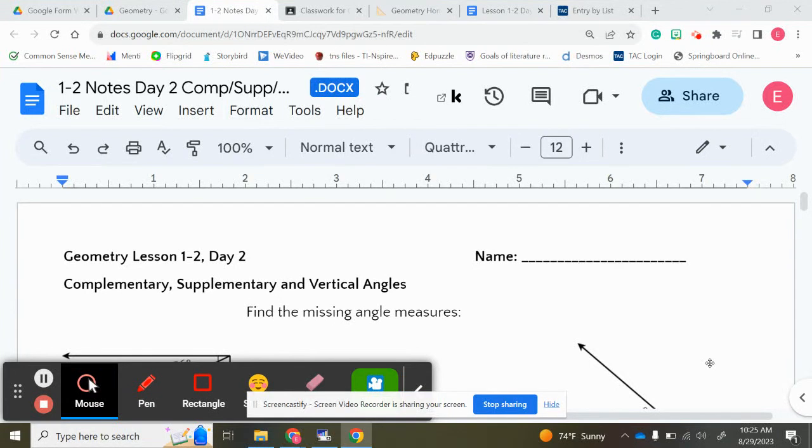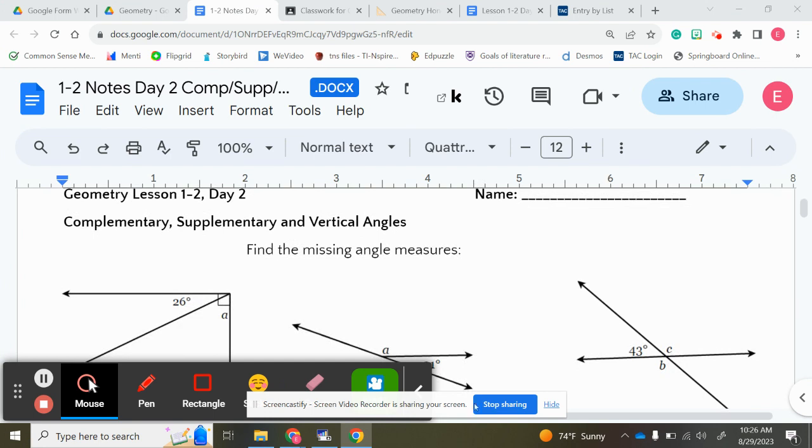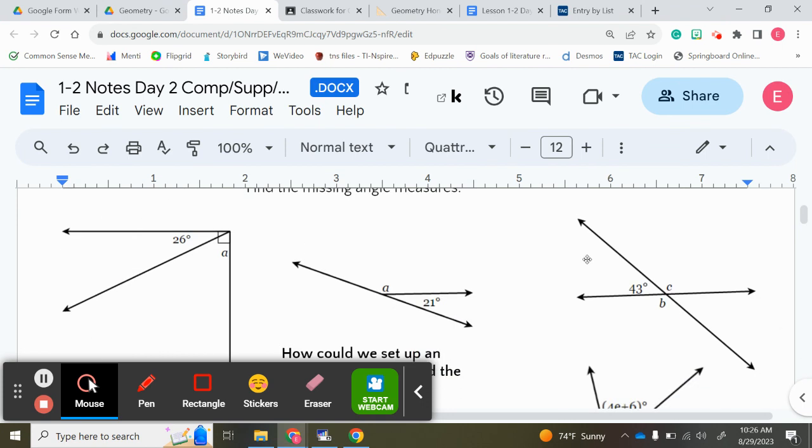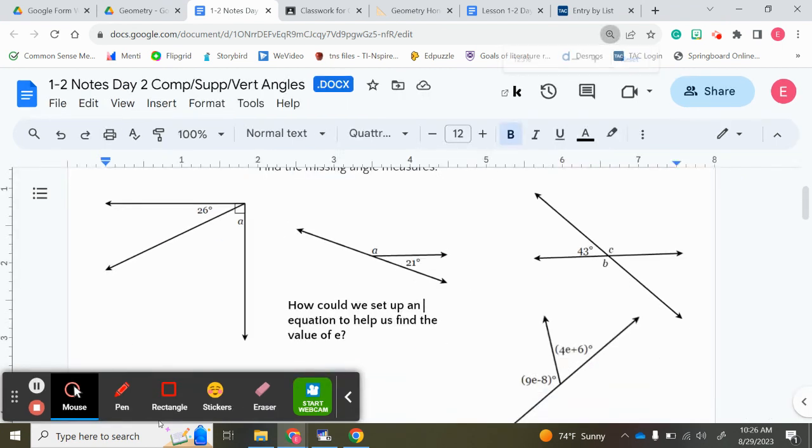Okay, so we're going to review today complementary, supplementary, and vertical angles. All right, so in this case, we're going to find the missing angle of each measure. Let me back that up a little bit. There we go. Take a look at the first one.